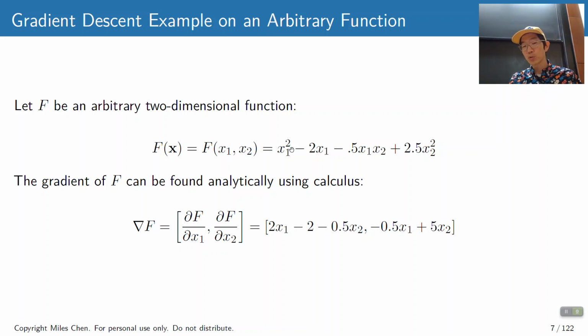If you take the partial derivative of this with respect to x1, you get 2x1 minus 2 minus 0.5 x2, and that last term zeroes out. The partial derivative with respect to x2 gives us negative 0.5 x1 plus 5 x2. So this is a vector with two elements in it. The first element is this, and the second element is this.